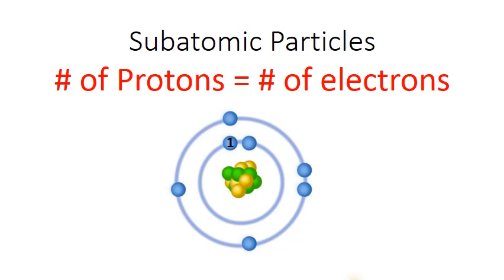So in this case we have 1, 2, 3, 4, 5, 6, 7 electrons. So to balance that out, there must be 7 protons. And incidentally, there's 7 neutrons in this case too. But the 7 protons is the important part. So this atom balances out because it has 7 protons and it has 7 electrons.